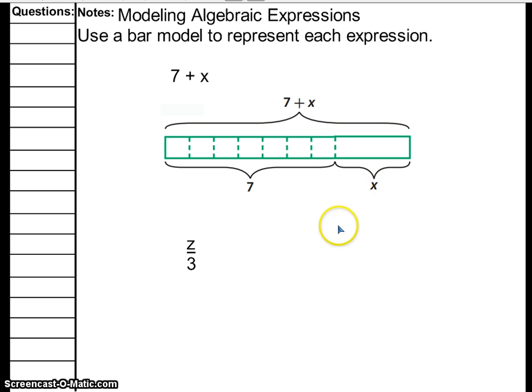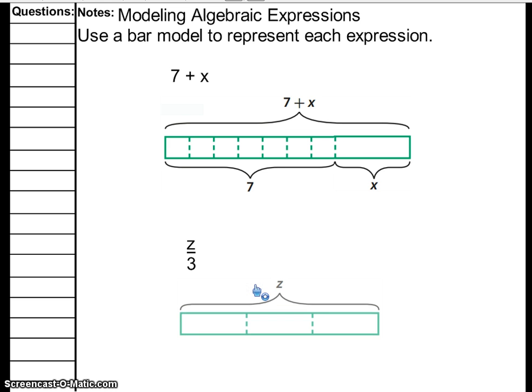Let's look at a bar model for division. Z divided by 3. So here we're going to have z, whatever z is, and we divided it into 3 parts because that's what our denominator says. And z divided by 3 is represented by one of those parts. So this bar model represents z divided into 3 parts.